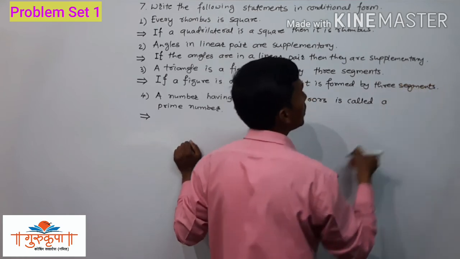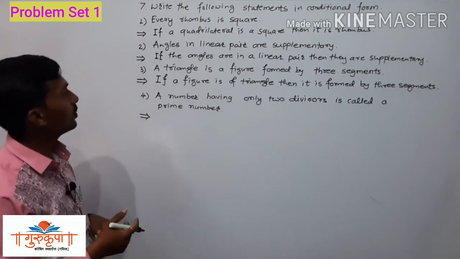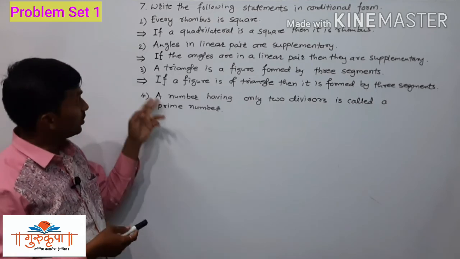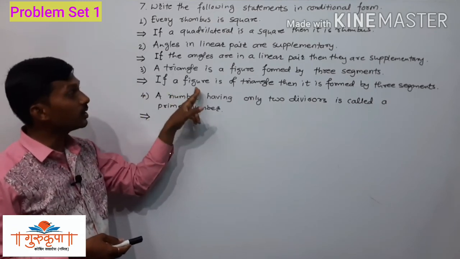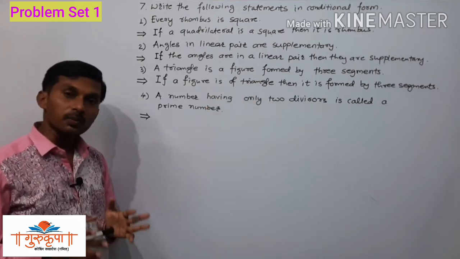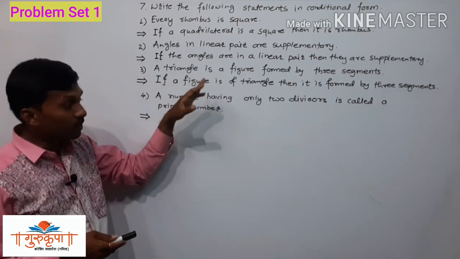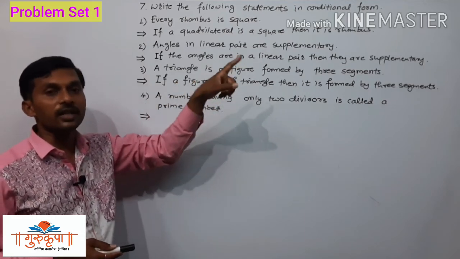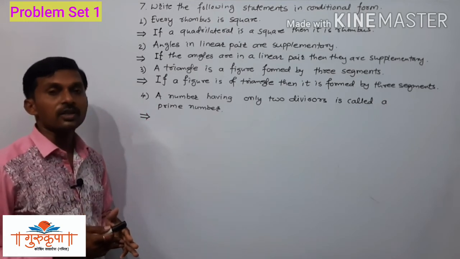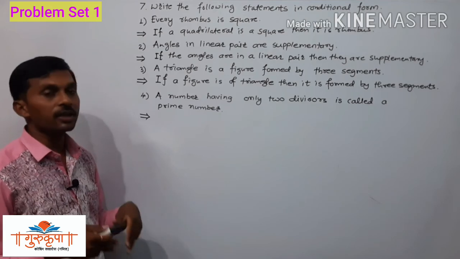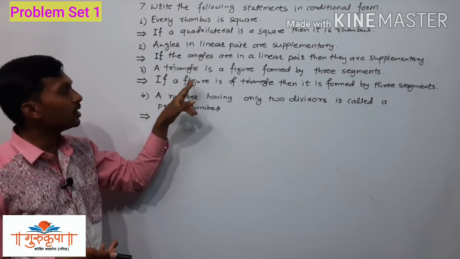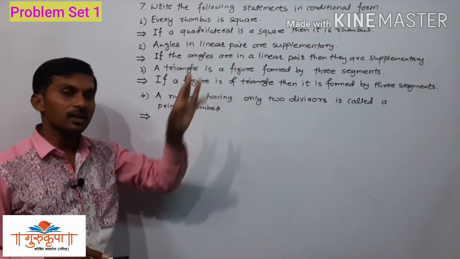So this is the answer of the third example. We have given a simple statement that a triangle is a figure formed by three segments, and we convert it into the if-then form, that is if a figure is a triangle, then it is formed by three segments. Suppose you write that if a figure is formed by three segments, then we are unable to say that it is a triangle, because we don't know how they intersect each other. So that would be a false statement. The correct answer is if a figure is a triangle, then it is formed by three segments.